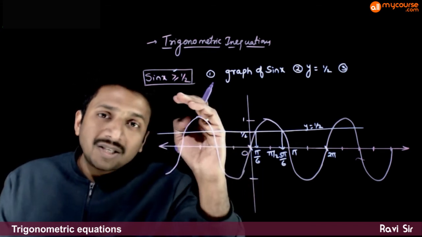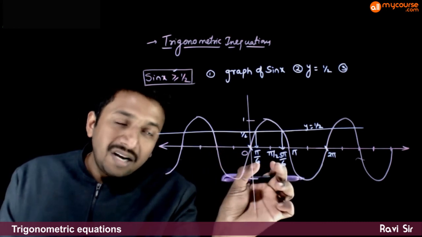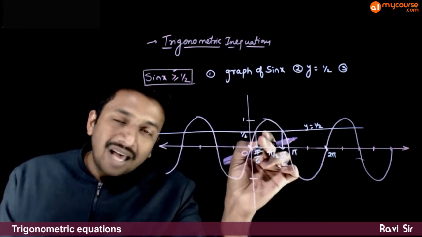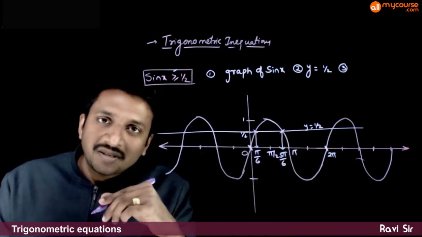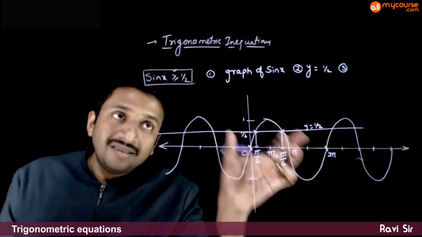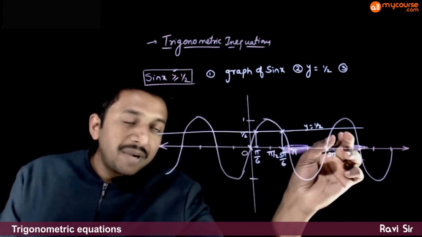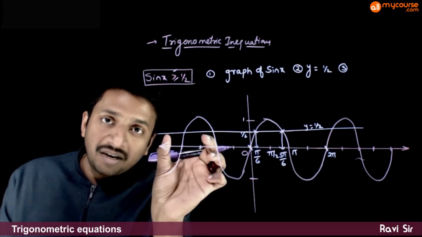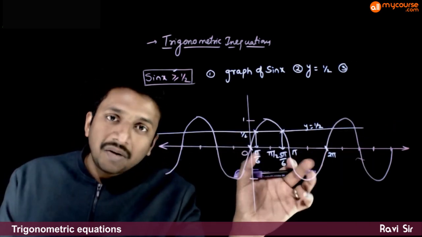Now I want sin x to be greater than or equal to half. That means I want the interval where the graph of sin x is above this line. That is the interval pi by 6 to 5 pi by 6. And this is the solution of this inequation in one cycle. Because in the next cycle I am getting another interval. In the previous cycle I get another interval. In the next cycle I'll get another interval. So I'll go on getting intervals in each cycle.